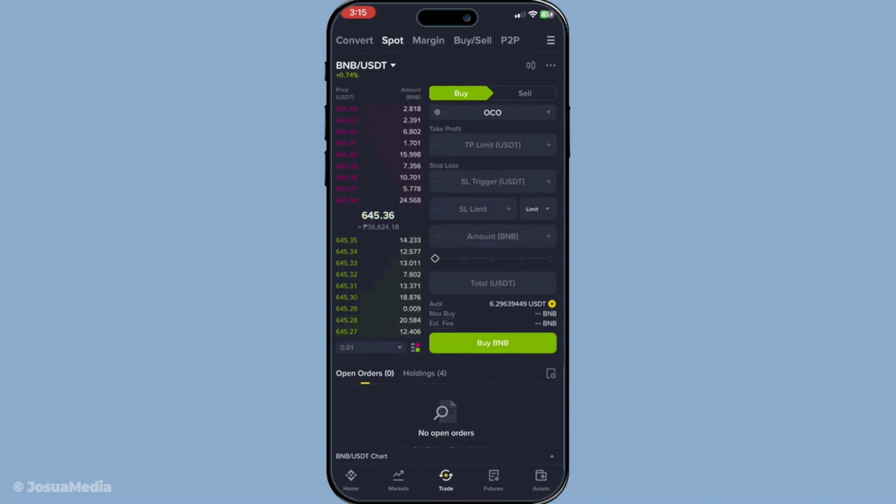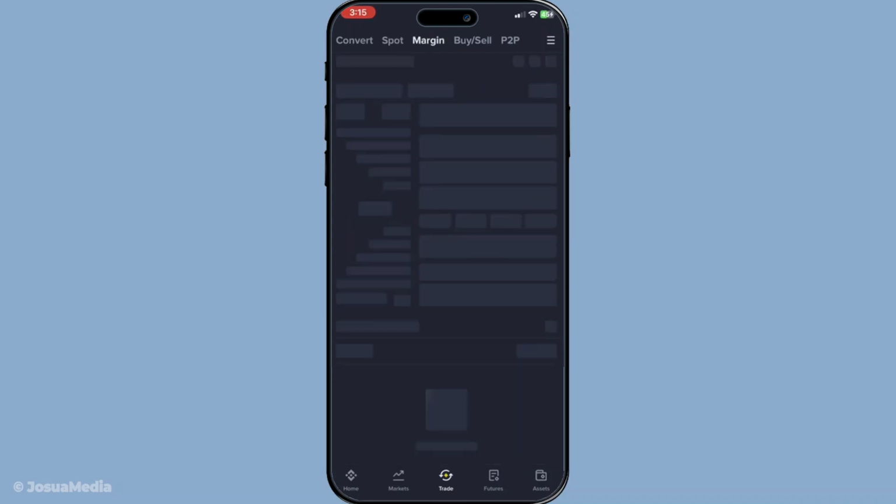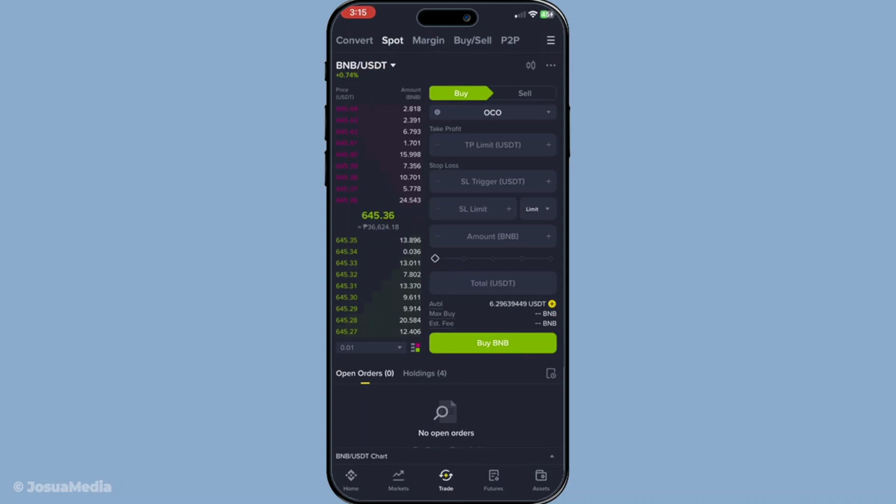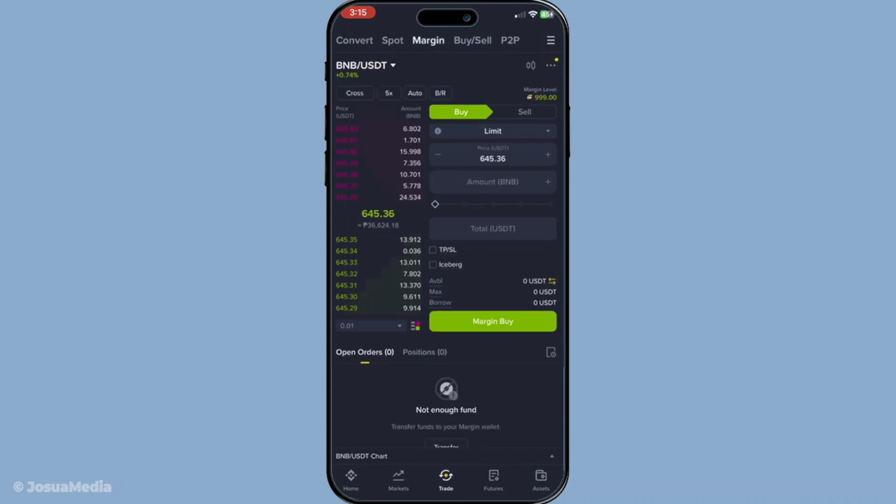Next, you'll want to tap either spot or margin, depending on how you've structured your investments. Spot trading allows you to directly trade assets, whereas margin trading involves borrowing funds to amplify your potential returns. Both have their pros and cons, so choose the one that aligns with your current trading strategy and risk tolerance.